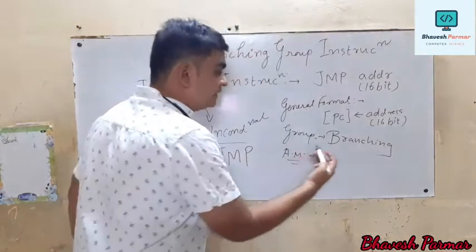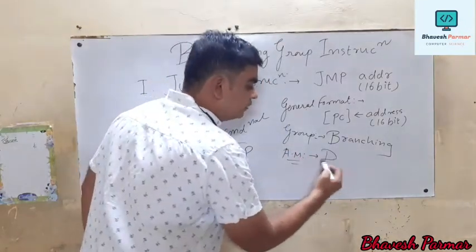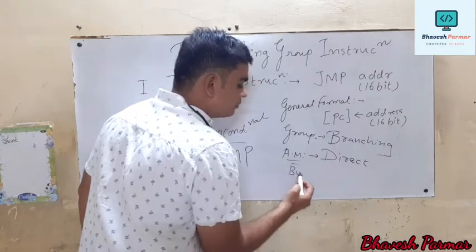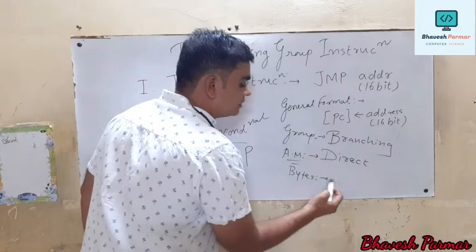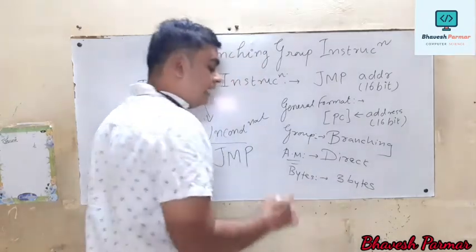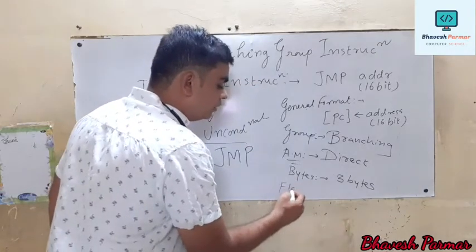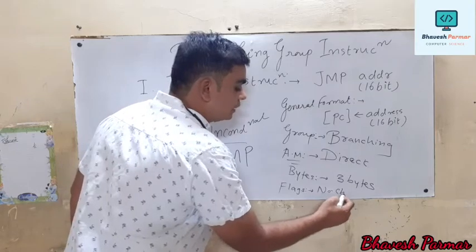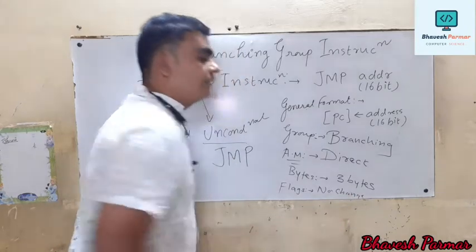So in the addressing mode I am writing down direct addressing mode. Thereafter, in the case of bytes, we write 3-byte instruction, and in the case of flags, we write no flags are affected. In flags we write no change, or no flag gets affected.